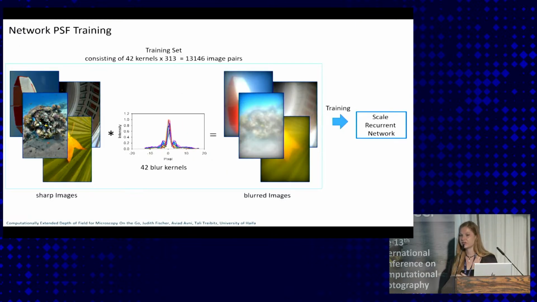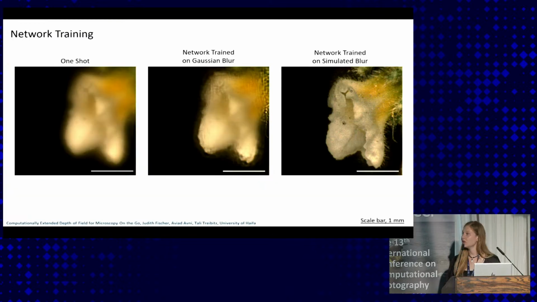Again, we went back to creating a new data set with our natural sharp images from before, and we blurred all those images with our 42 blur kernels and trained our network again. And here you can actually see that now this training worked for our setup, because when we compared again to the Gaussian blur before, nothing happened. In our newly trained network, we were able to even recover small details.